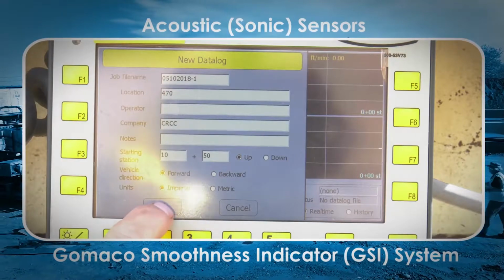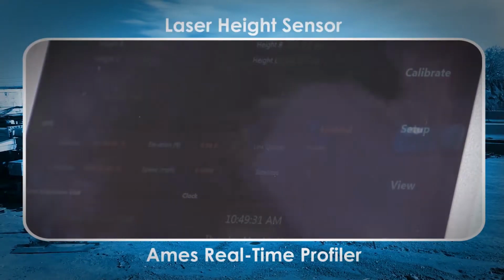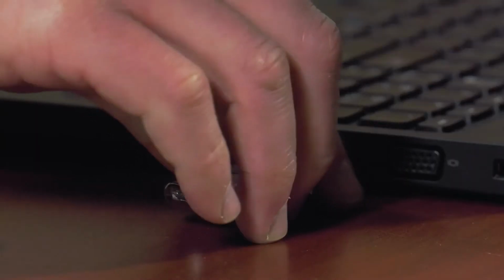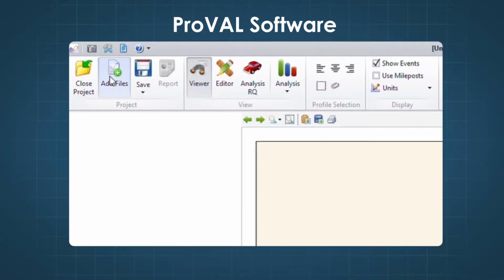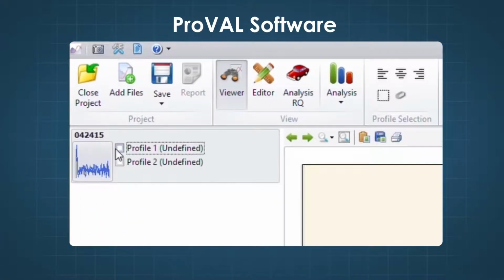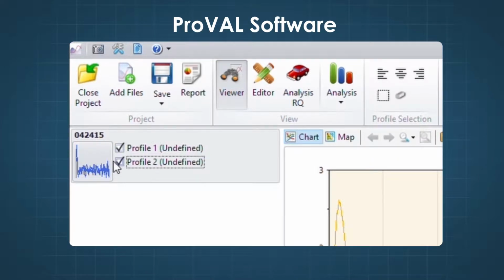Each system records data in a unique file format. Data collected and saved using the paver-mounted equipment can be copied onto a USB memory stick and imported into ProVal. ProVal can be used to convert the raw data to the ProVal standard file type for in-depth analysis.